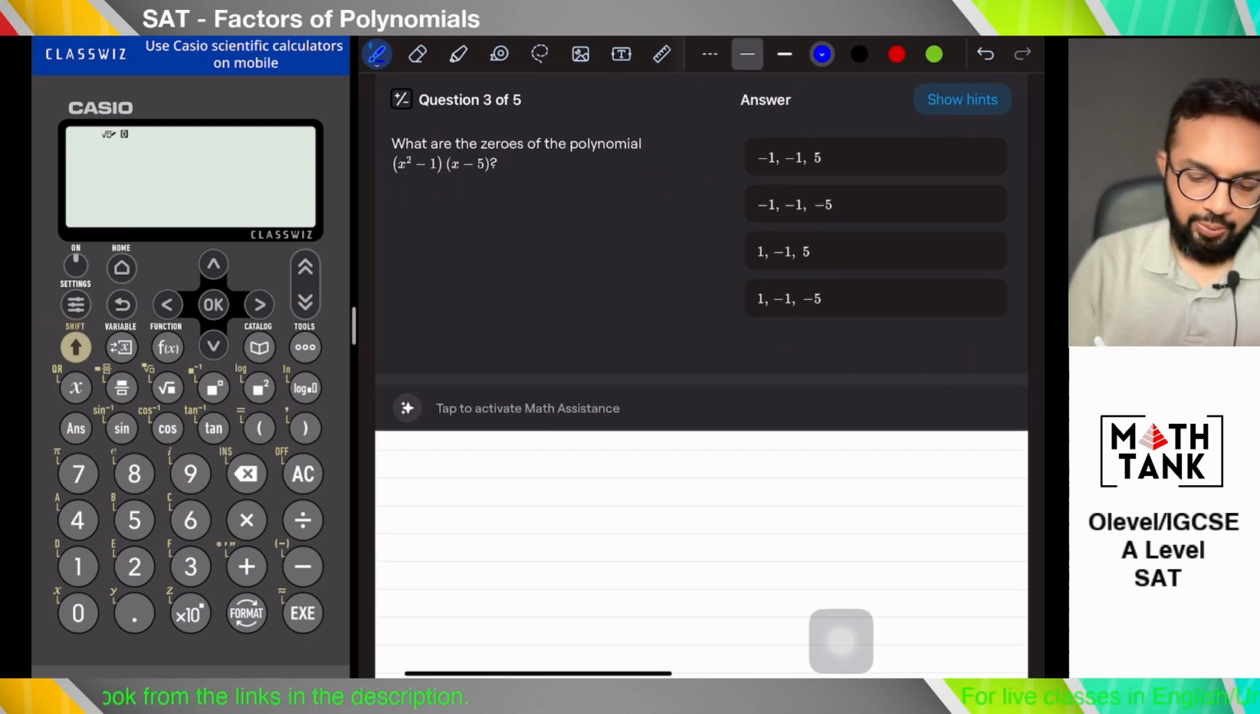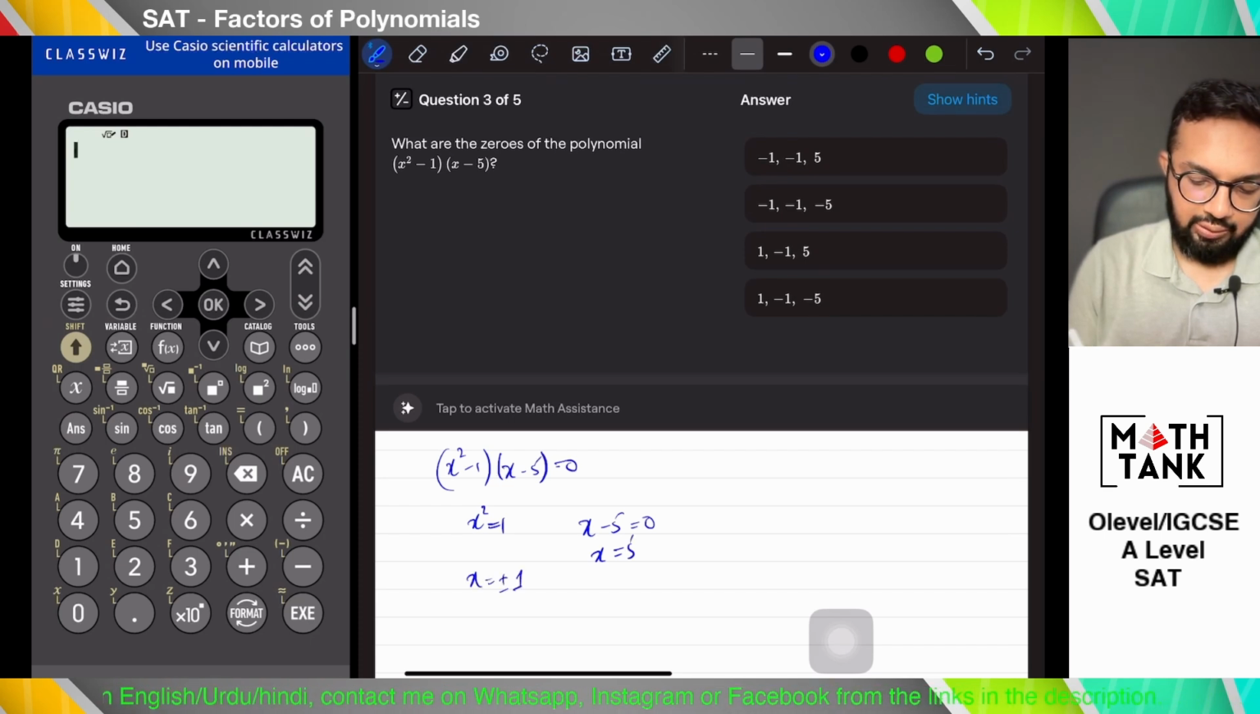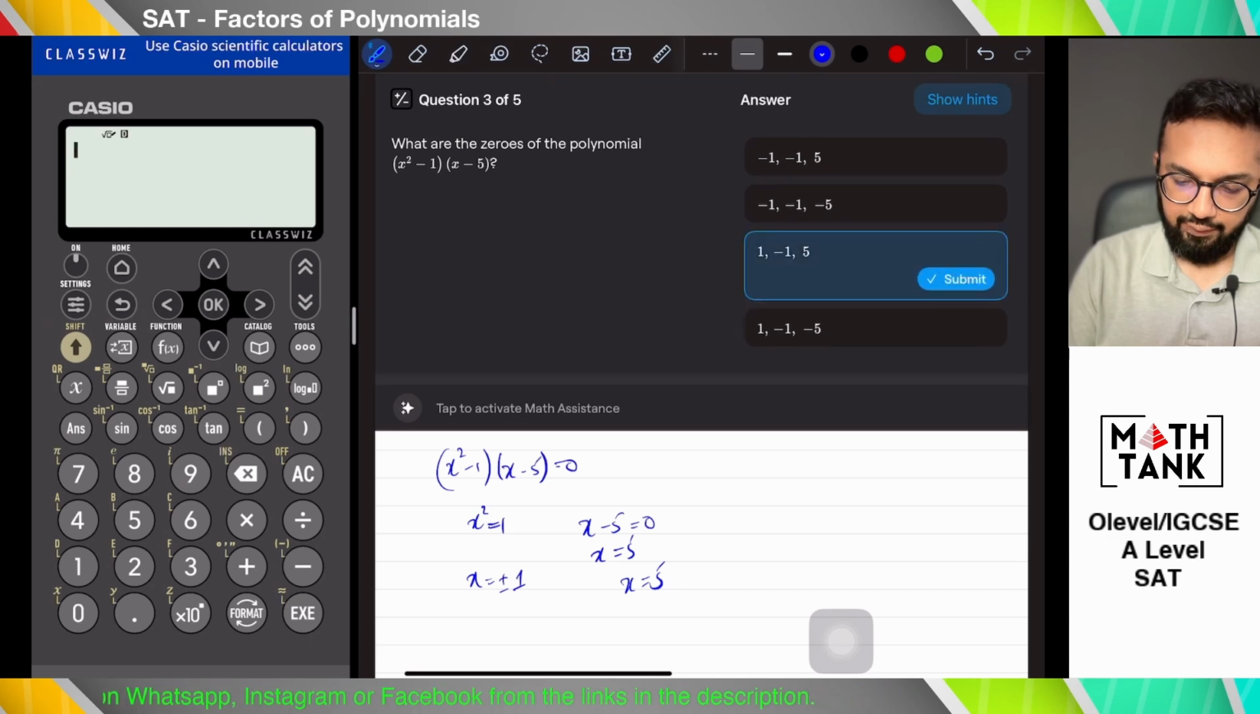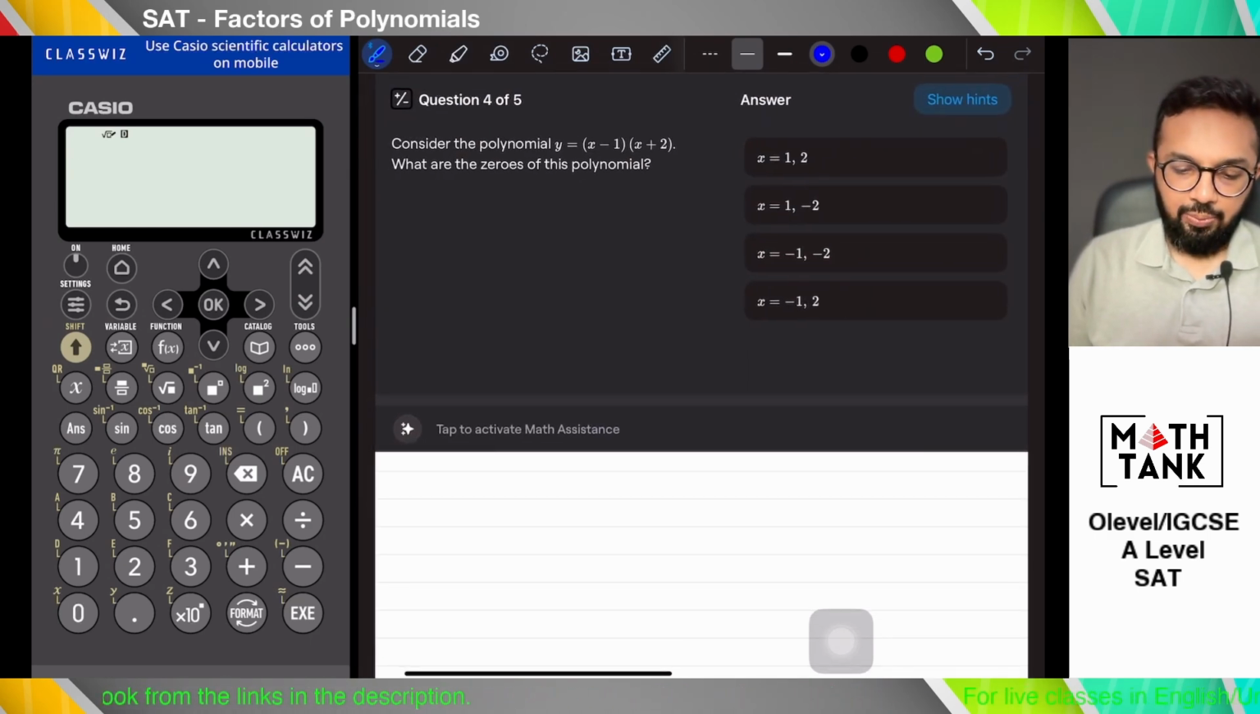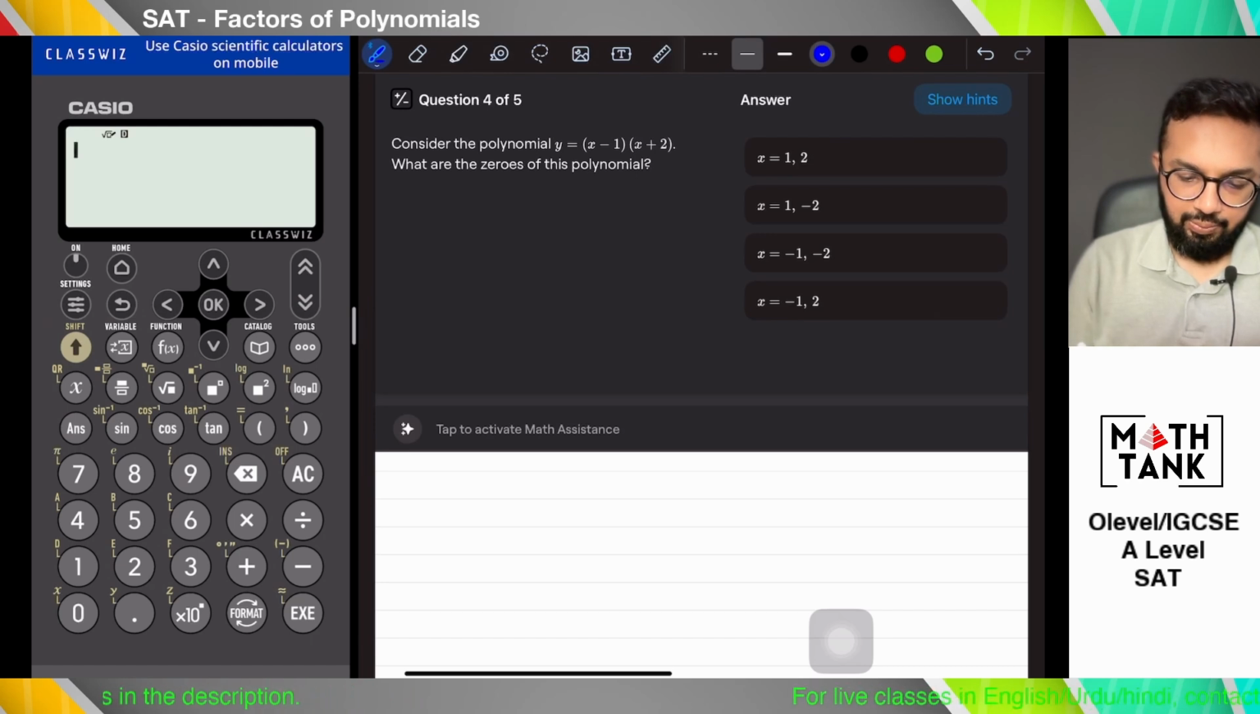What are the zeros of the polynomial? So you equate this to 0 and you say that either this equals 0 or that equals 0. So you get plus minus 1 from here and 5 from here. So plus minus 1 and 5. Consider the polynomial. What are the zeros of the polynomial? So I can see x minus 1 equals 0 and x plus 2 equals 0, so x equals 1 and x equals minus 2.